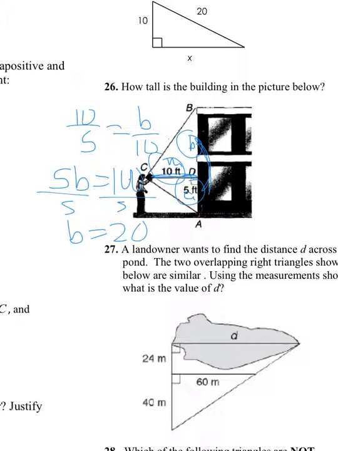Now, always make sure, like we've talked about so many times before, that you're answering the question. 20 is not the answer. The question is, how tall is the building? You have this 20, which takes the length from the top to where D is, but then you have this 5 feet here. So 20 and 5, the building is actually 25 feet tall.